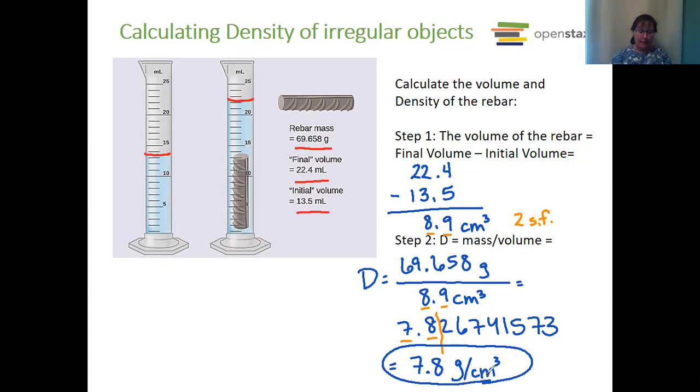Okay, so that's kind of the process that you need to be going through when you're going to solve these. And there's one just like this in the recitation.